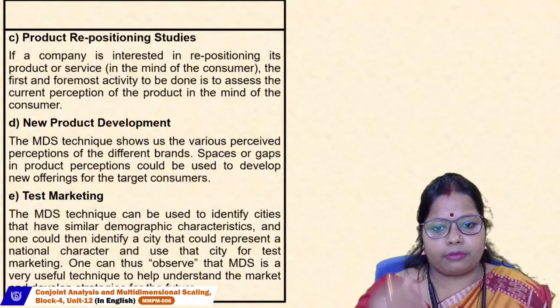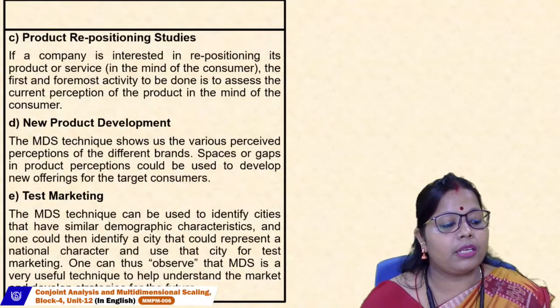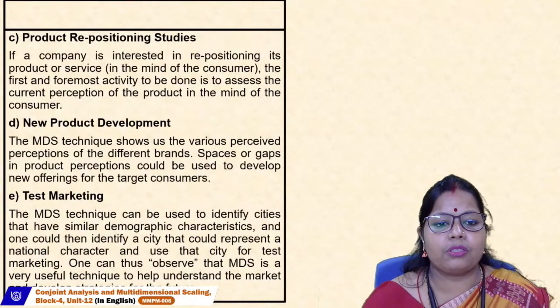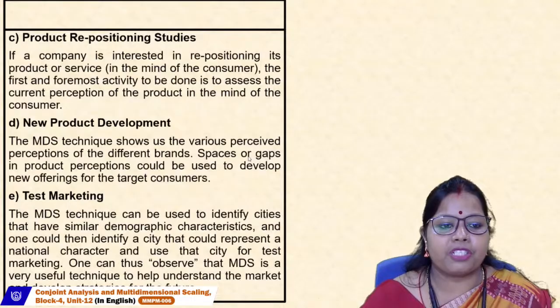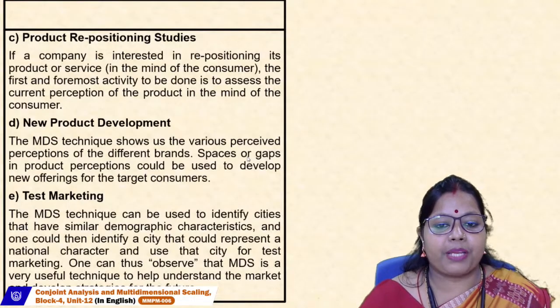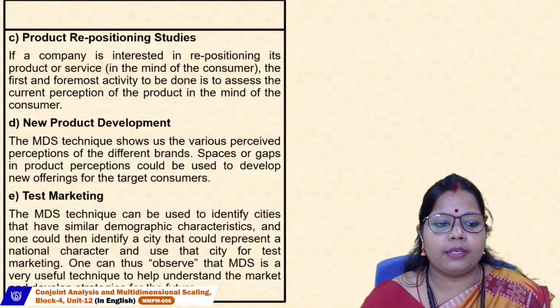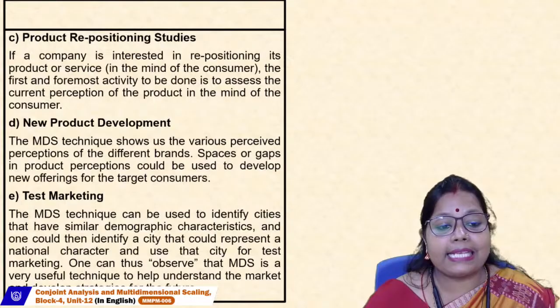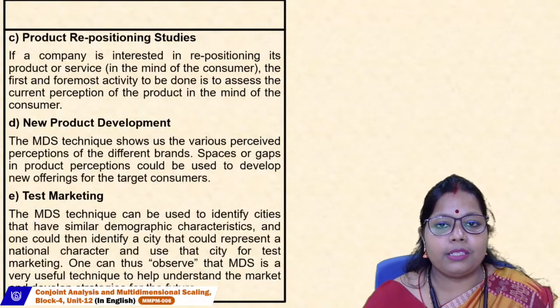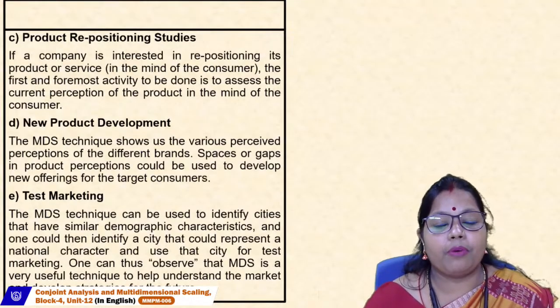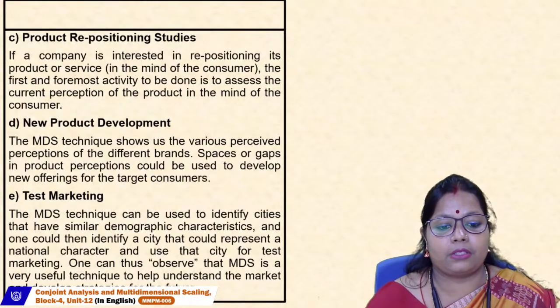Then in the fourth point, we will talk about the new product. If the manufacturer or the producer is talking about launching a new product, then multidimensional scaling shows the different perceptions of different brands and the spaces or gaps in the product that can be bridged by the producer. And coming to test marketing, by using multidimensional scaling, one can identify the cities where the brands are to be launched and where they are not working.